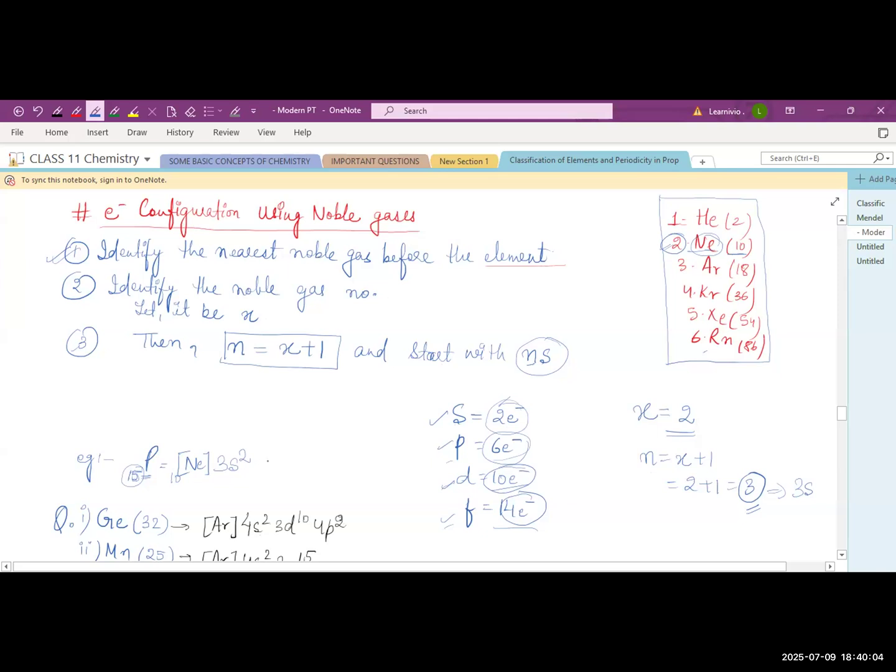Yes, it's 3p. We know that in the p subshell, 6 electrons is the maximum. So 3p 3. So 10 plus 2 plus 3 gives you 15. That's how we write down the electronic configuration using noble gas. Clear? Yes, ma'am.